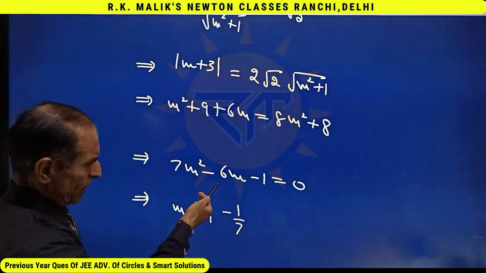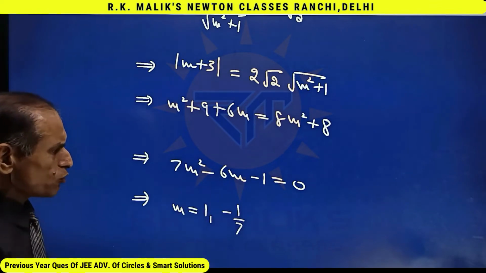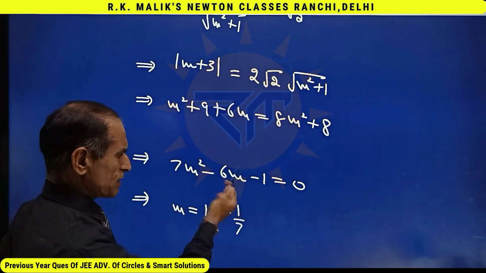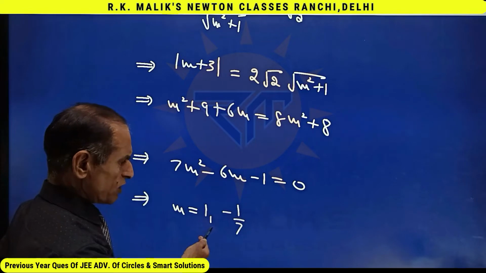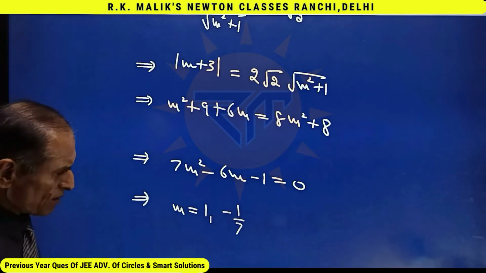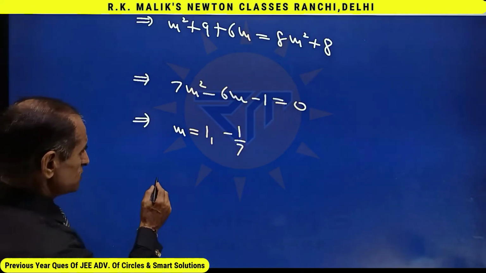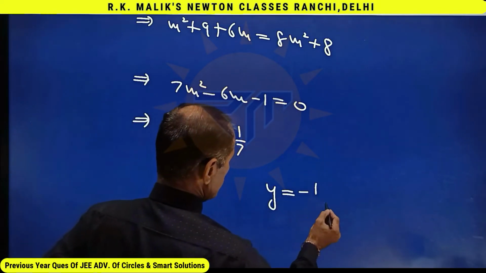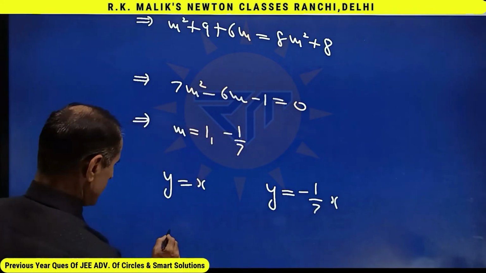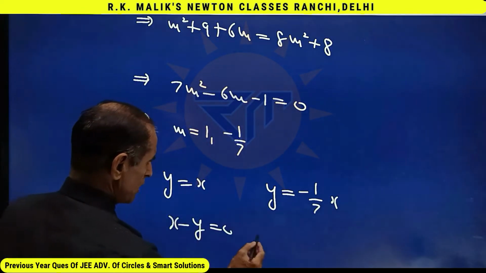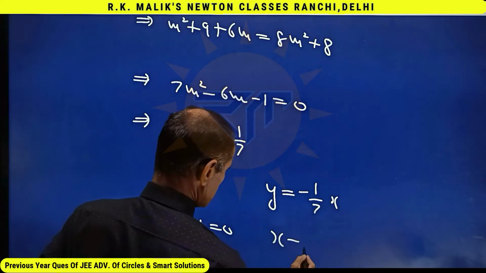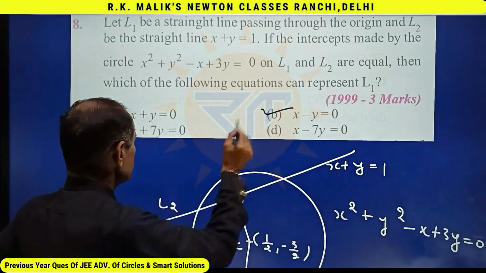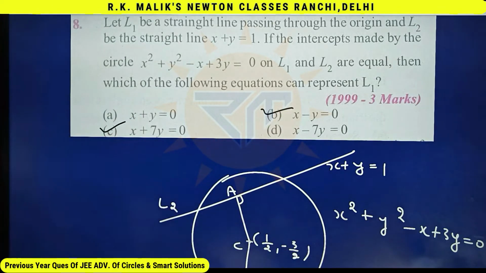Because m equal to 1 is clearly the root of this, and because product of the roots is minus 1 by 7, if one root is 1, the other root will be automatically minus 1 by 7. Hence one line becomes y equal to x, other line becomes y equal to minus 1 by 7 x. That is, the lines are x minus y equal to 0 and x plus 7y equal to 0. Hence I can say B and C both are correct choices.